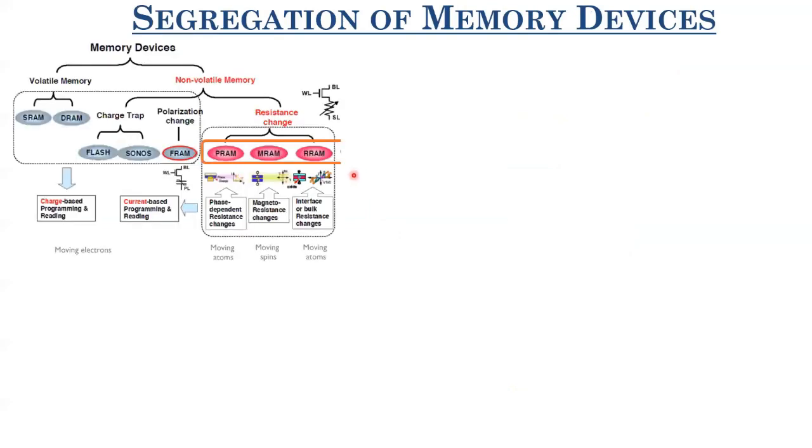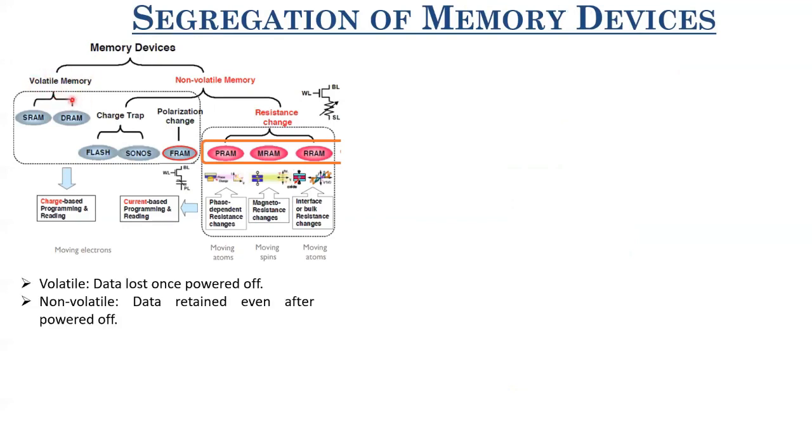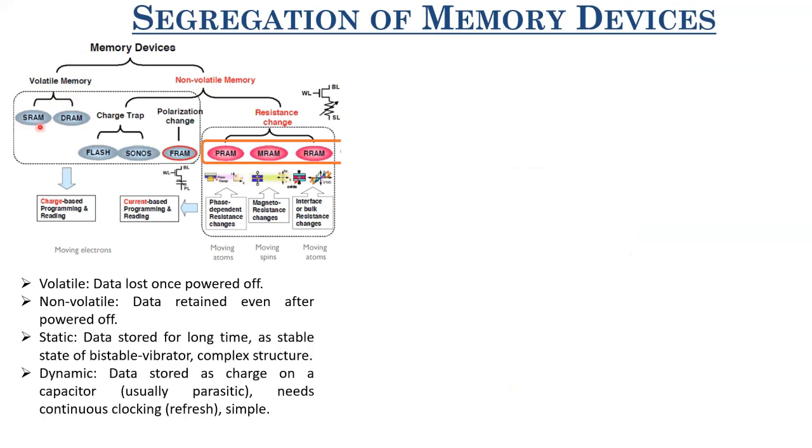So now let us go ahead and look at how these memory devices are segregated or classified. Essentially there are two classes of memory devices. One is volatile memory devices, which lose the data once they are switched off. And then there are non-volatile memories, which retain the data even when the power is not supplied, right? So let us look at the volatile memory. In volatile memory, we see that there are two classes. One is static memory and one is dynamic memory.